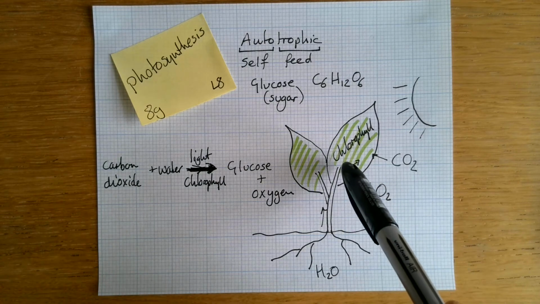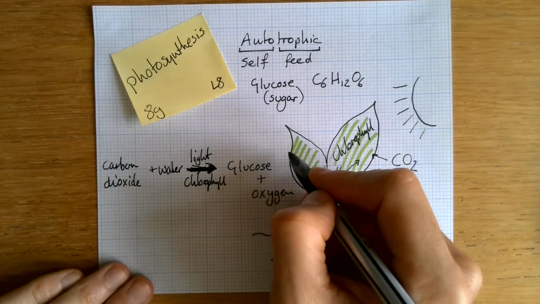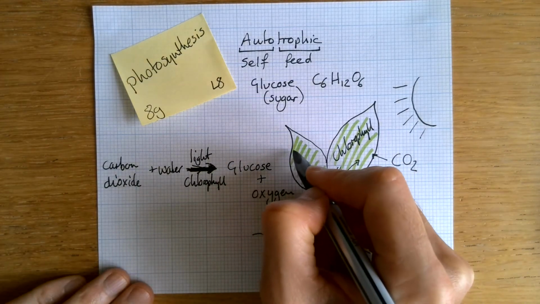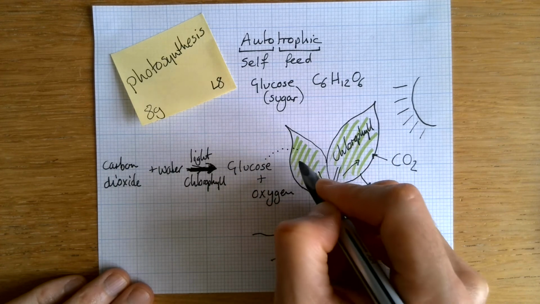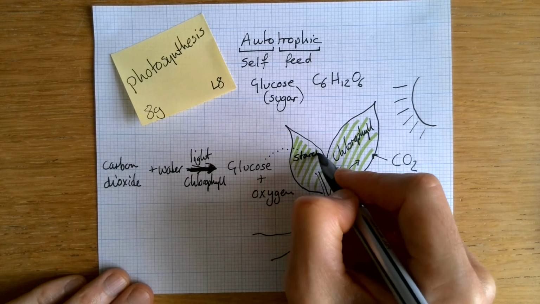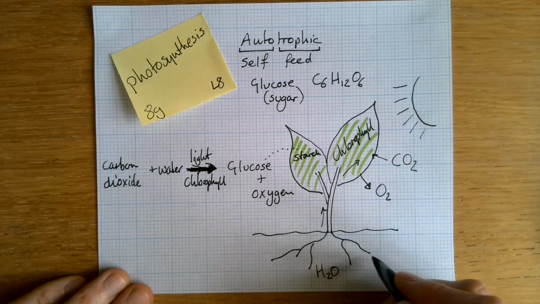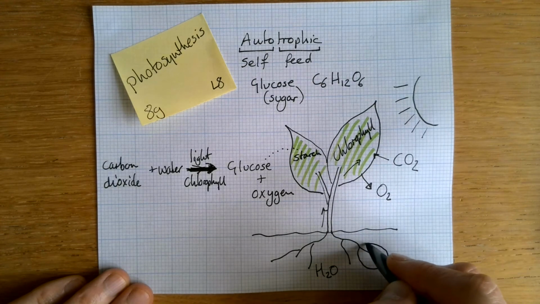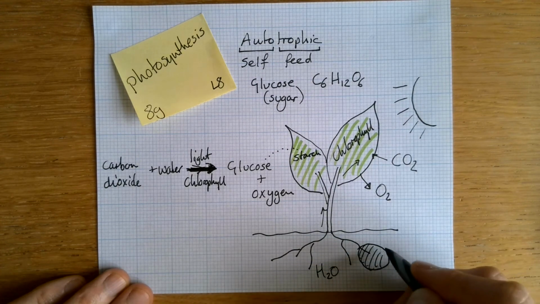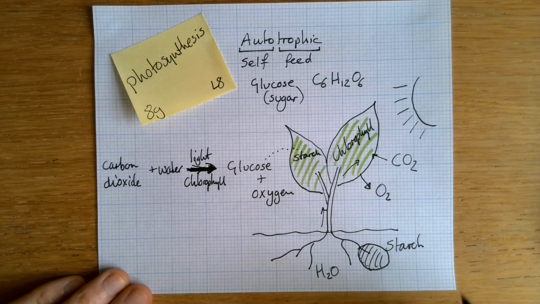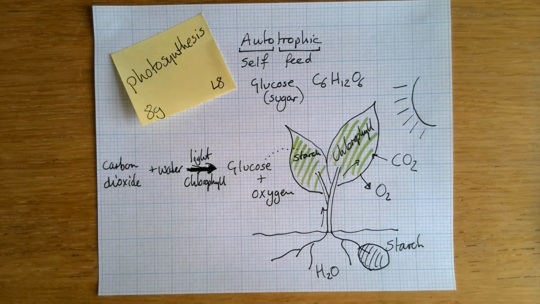Once the glucose has been made, that actually gets stored inside the plant as starch, and it can be stored in the roots as well. So if you've got something like a potato plant, for example, or carrots, any root vegetables, that's a storage place for starch, that extra glucose that is made during the day.